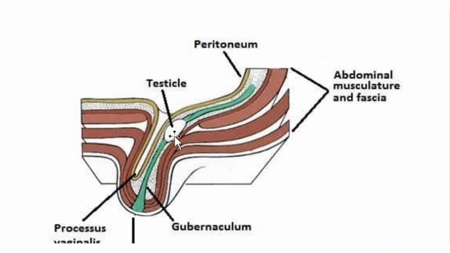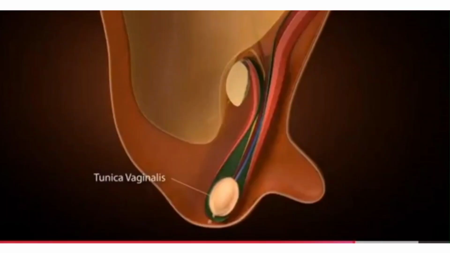This diagram again shows the testis that is attached to the scrotal swelling by this gubernaculum. Then there is a descent of fold of peritoneum that is known as processus vaginalis. And along with it, there is descent of the anterior abdominal wall muscles, which will form the coverings around the spermatic cord in the future, as we have already discussed it in my previous video.